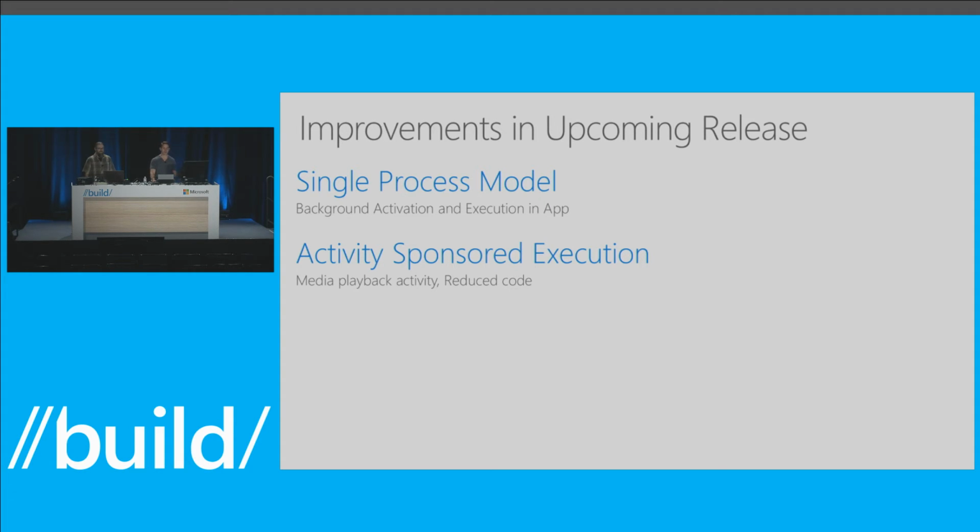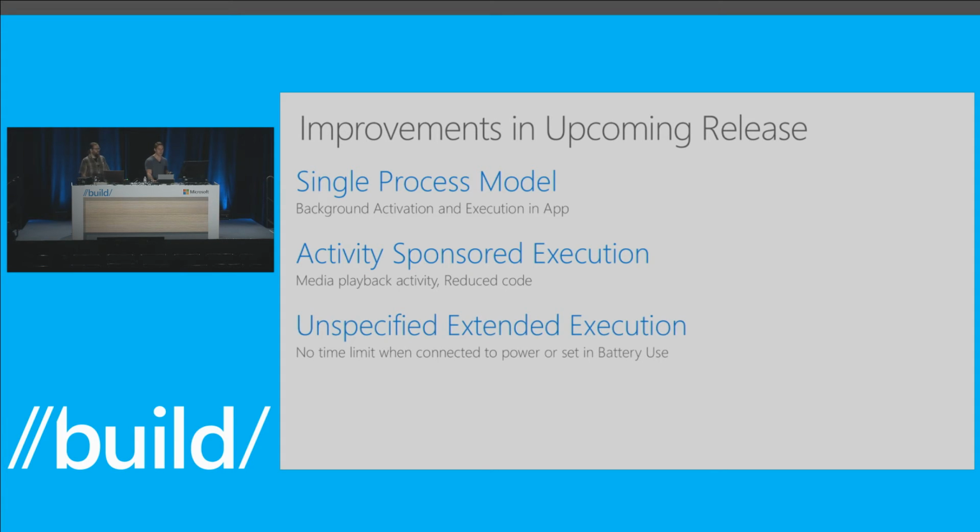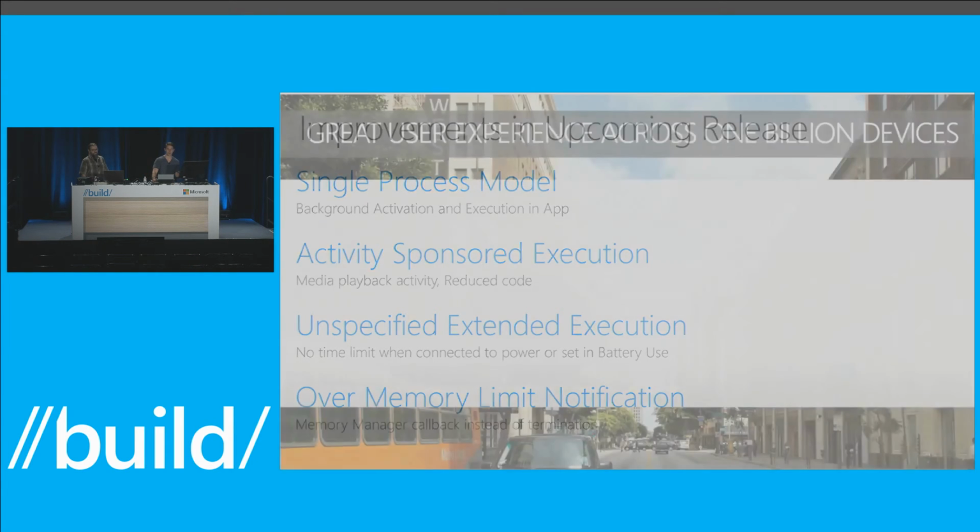And then unspecified extended execution can now run as long as needed when connected to AC power. And when on battery power, the user can enable this long-running activity in the battery use settings, like Stefan showed. And then the final improvement is the over memory limit notification. Applications can continue running even when they're over their memory limit. Now you can be dynamic and take action only when you're entering a danger zone.